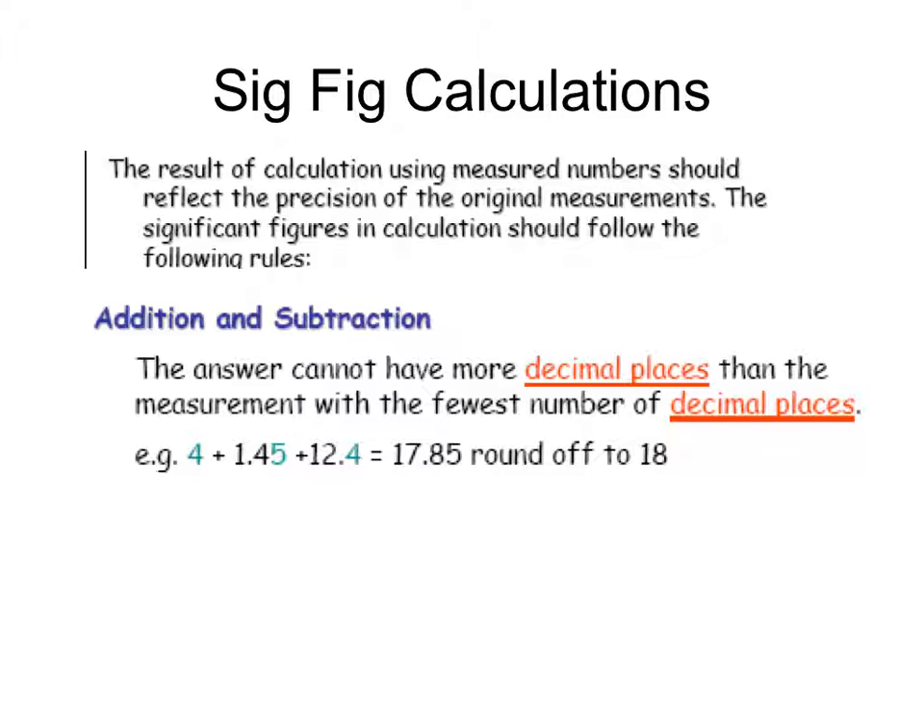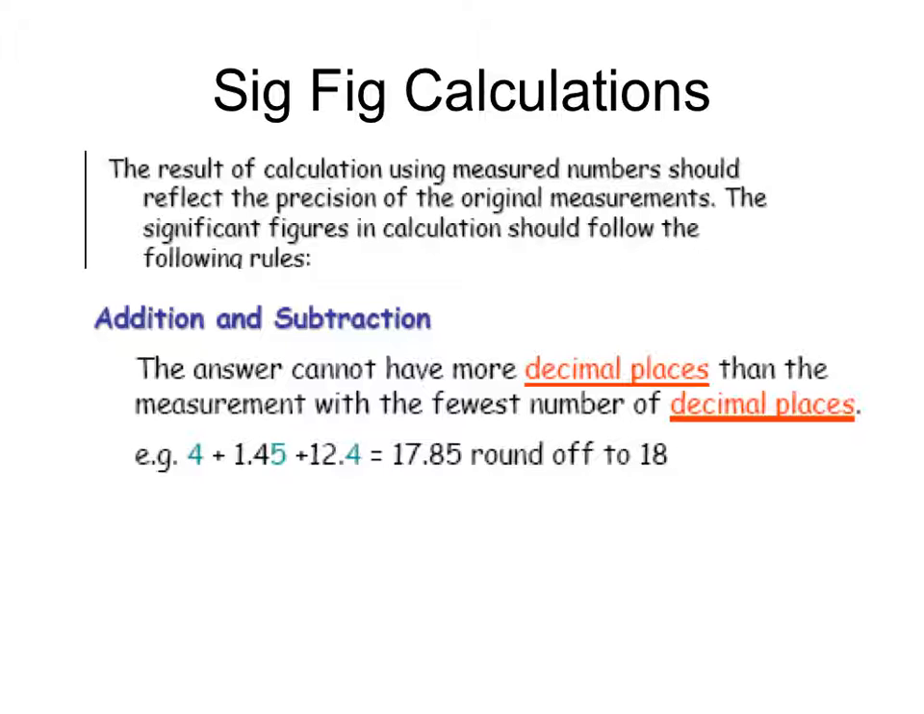So in a calculation, you have to follow these rules. For addition and subtraction, the answer cannot have more decimal places than the measurement with the fewest decimal places. Okay? Because if you're taking length measurements, let's say with 3 different tools, you need to report your answer to the least specific, the least accurate one. It's kind of like you're only as strong as the weakest link. Your measurement's only as good as the worst tool, basically.